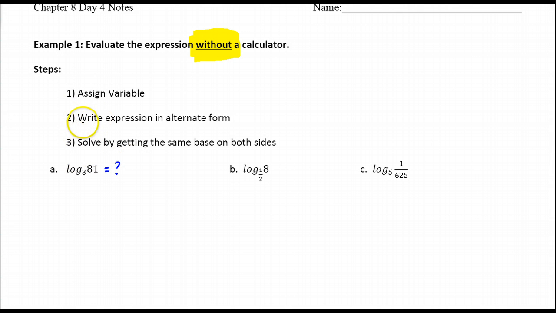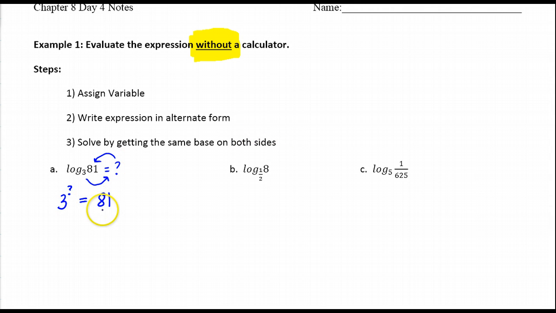And then it says to write the expression in alternate form. So this is a log expression. And we know that because it says log. So if it's in log form, I want you to change it to exponential. So that means 3 to the question mark equals 81. And then step 3 says solve by getting the same base on both sides.